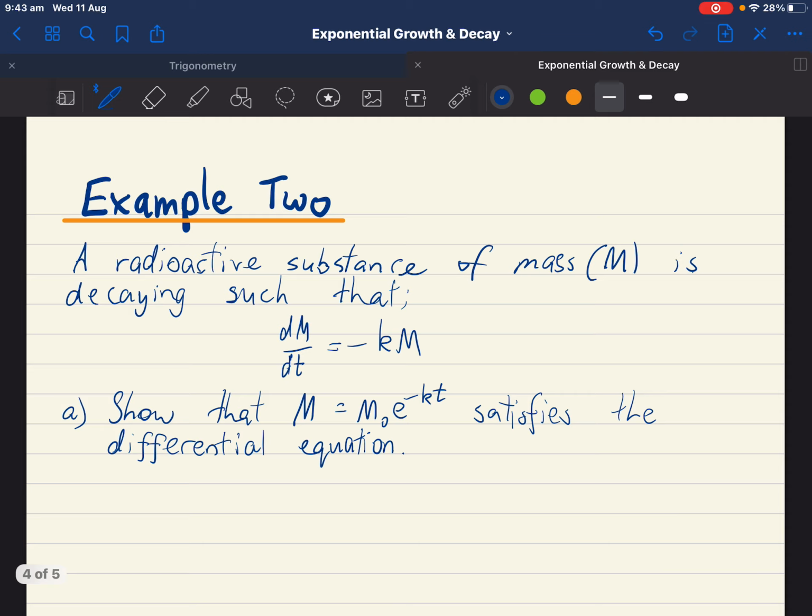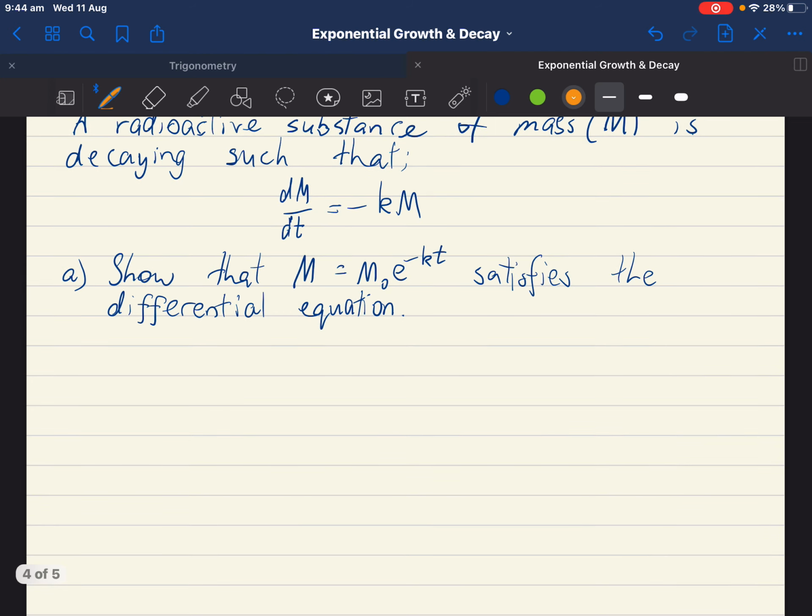Now let's look at exponential decay. These are the situations where something would start off with some sort of initial amount, and it would go down rapidly and then start slowing down. This is exponential decay. Now, here we've got a radioactive substance of mass m that is decaying such that dm/dt is equal to minus km. We want to show that this formula, the mass of the radioactive substance is equal to M0 e^(-kt), satisfies the differential equation.